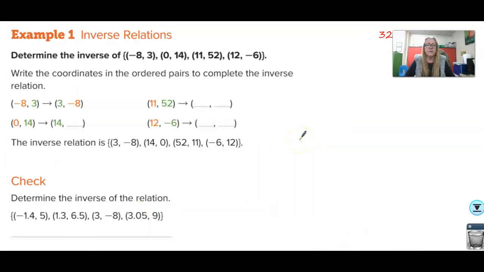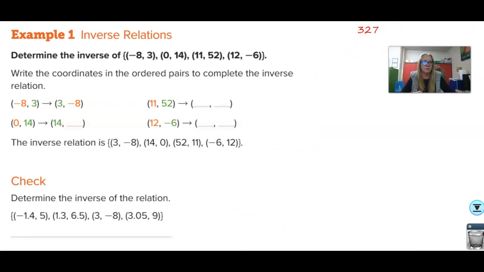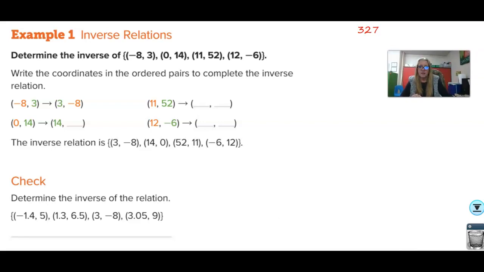The first thing they're going to do is give you ordered pairs from a relation, and they're going to ask you to give the ordered pairs for the other one. So all you have to do is flip the x and the y. We have (-8, 3). They have reversed them. We have (3, -8). Here we have (0, 14). We flip them. We have (14, 0).